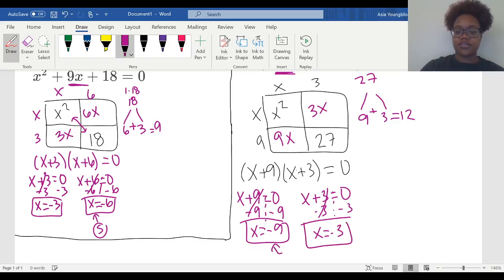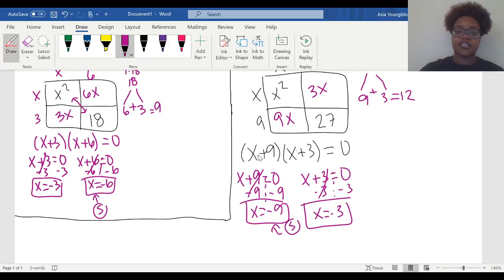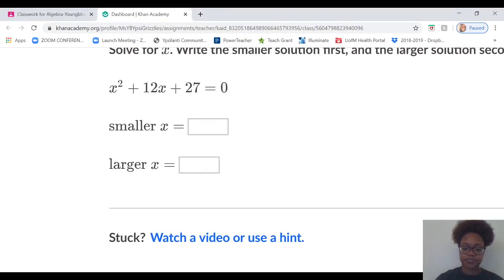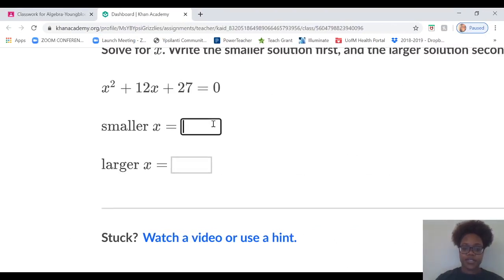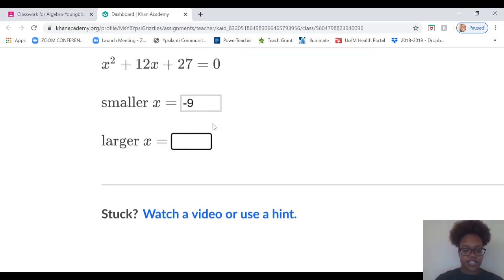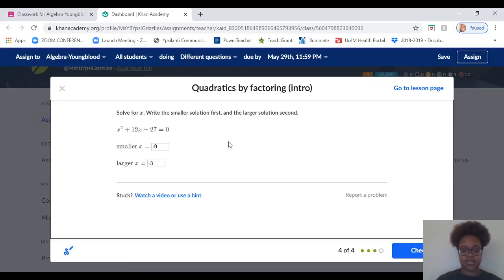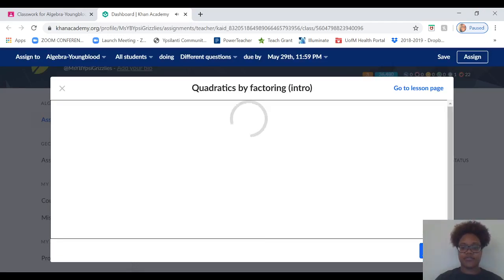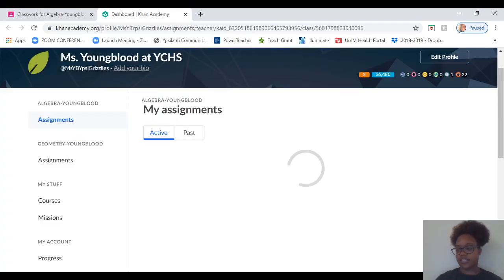In this one, the -9 will be the smaller answer because it is further to the left on the number line. Let me go ahead and type that in because that's our last problem. So we're going to have -9 and -3. Nice. That's our last problem for that first set. Done. Yay.